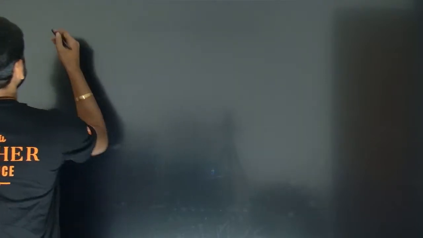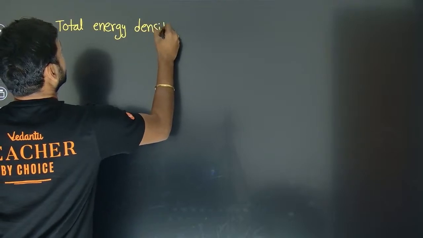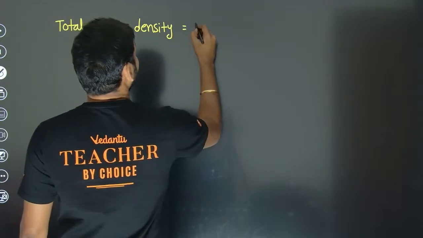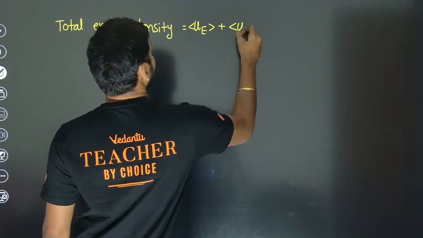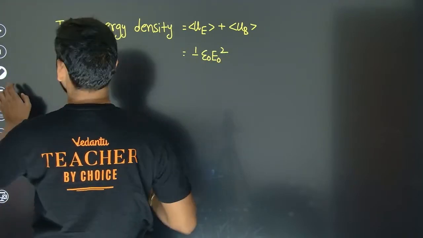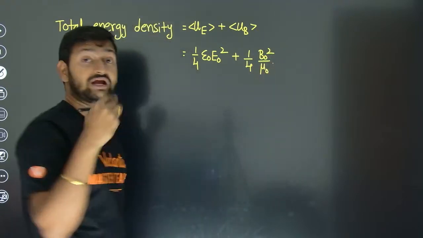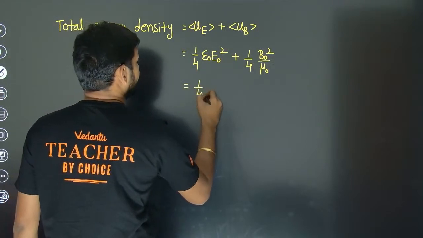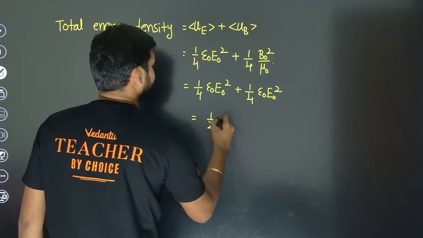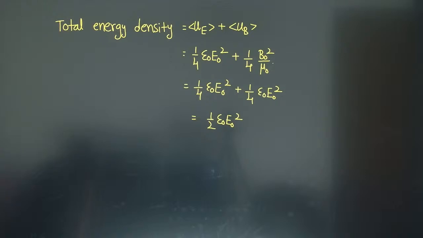Then what is the total energy density associated with an electromagnetic wave? What is energy density? The energy present per unit volume. So that is the energy density in the form of electric field and the energy density in the form of magnetic field. I am talking about average. So electric field one is 1 by 4 epsilon naught E naught square, and magnetic field one is 1 by 4 B naught square by mu naught. And for your kind information, this came out to be exactly this one. So you can write 1 by 4 epsilon naught E naught square plus 1 by 4 epsilon naught E naught square, which will result in this. This is the energy density of the total electromagnetic wave.